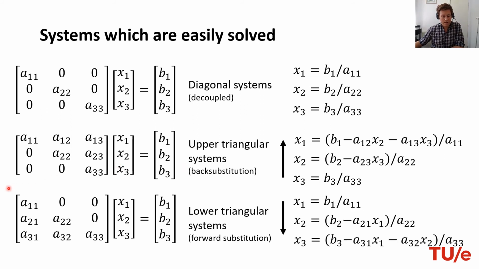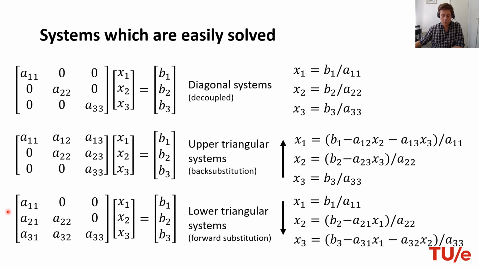Another triangular type of system is a lower triangular system, and again the same reasoning holds. Here we have that the lower triangular part of the matrix is non-zero and everything above the main diagonal is equal to 0. We start in this case from the first row, which again is a decoupled equation, so then we can simply compute x1 as b1 over a11.